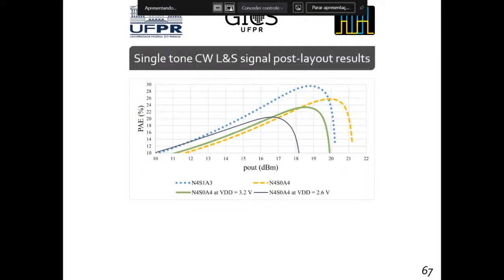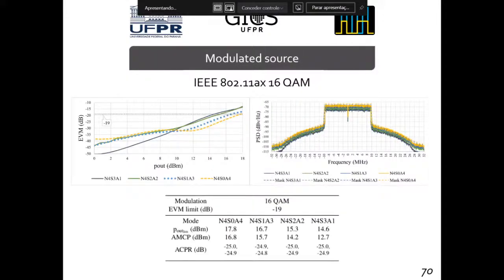This figure exemplifies the importance of the optimization of the gate capacitances. The green and dark blue curves are the mode N4 S0 A4, but with only the supply voltage being scaled down. Their performance is below the performance of the N4 S1 A3, which has scaled down voltage and adequate gate capacitances. This shows that scaling the supply voltage is not enough to achieve an efficient 16 QAM signal. The circuit achieves a minimum output power of 14.6 dBm, while still complying with the EVM requirements of the selected standard.